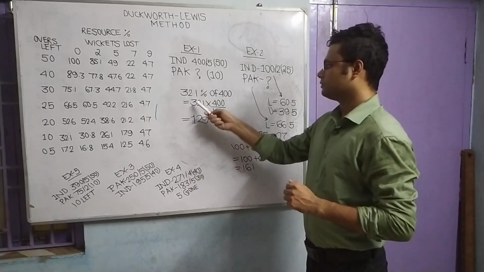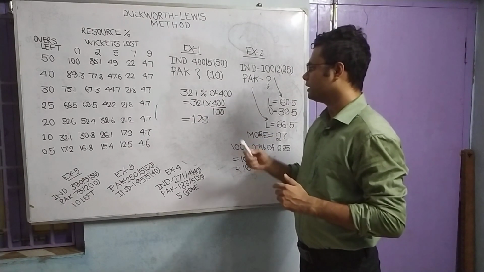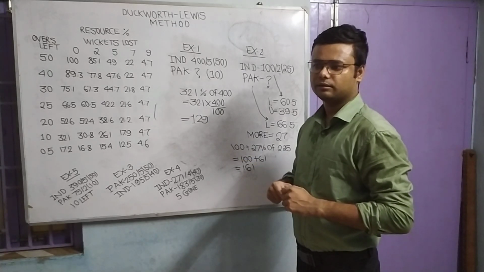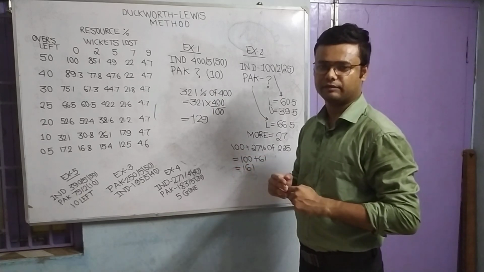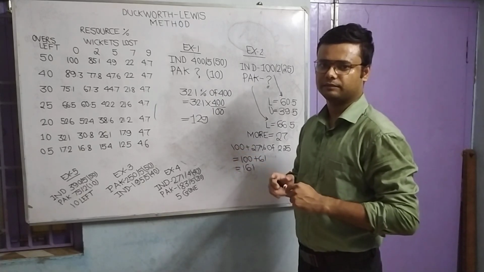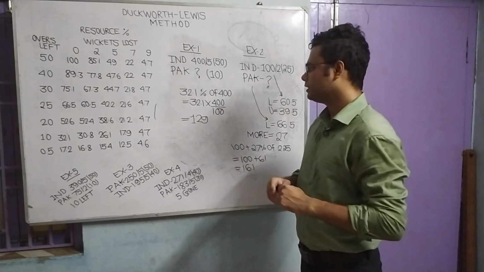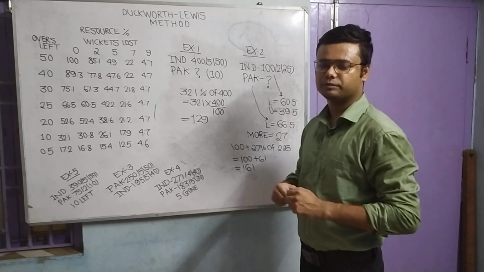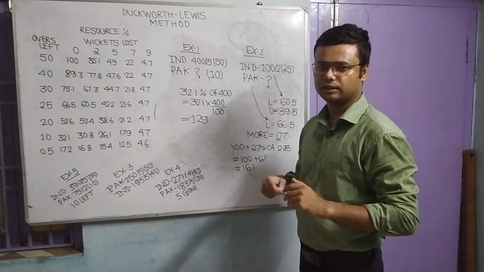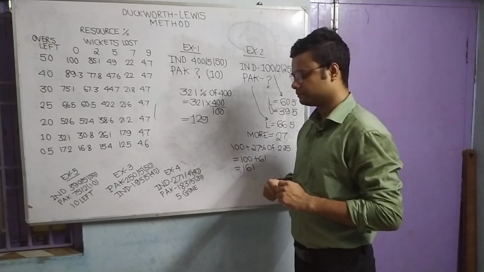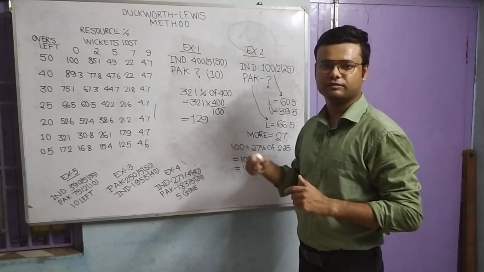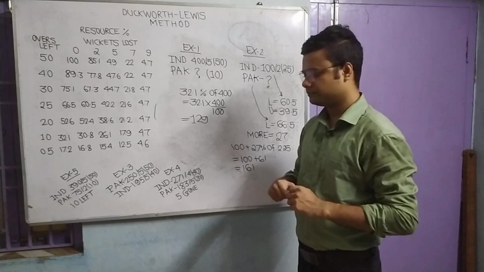That is 32% of 400, that is 129. 129 is the revised target set for Pakistan in this rain affected game. So this is how Duckworth-Lewis method works. So this was the first example. If you want to understand it properly, you can watch this video multiple times.